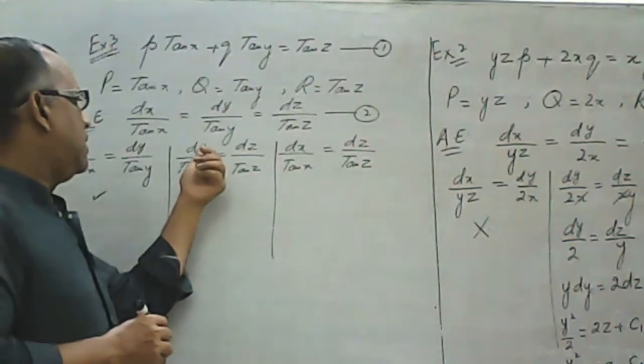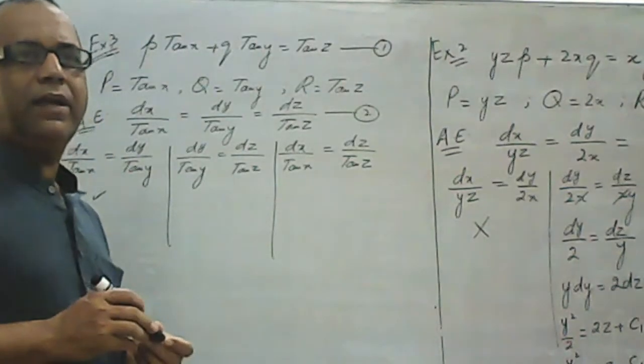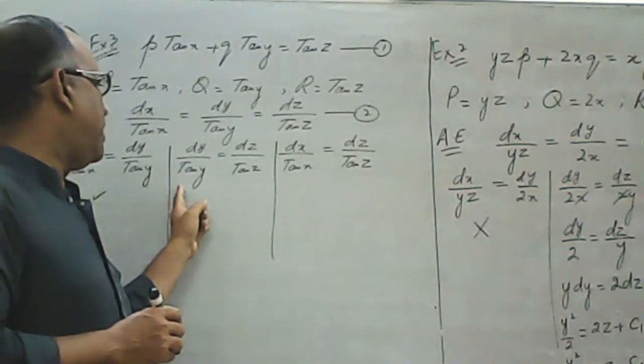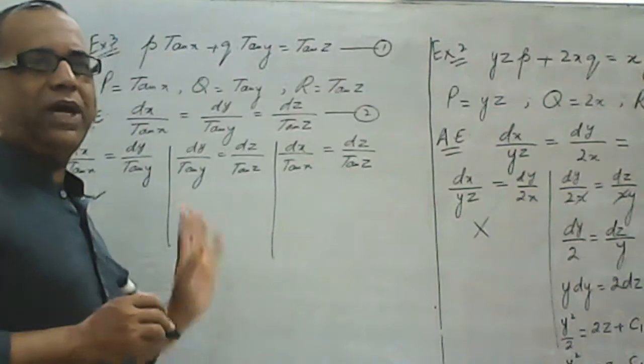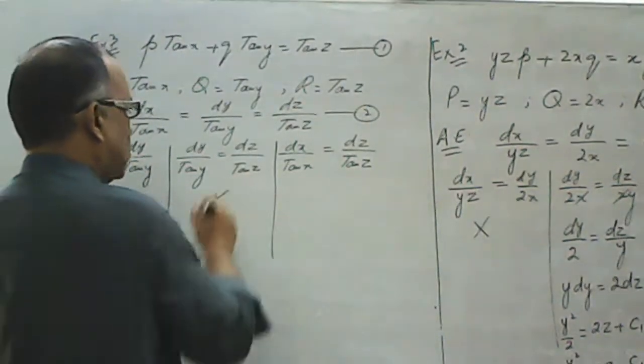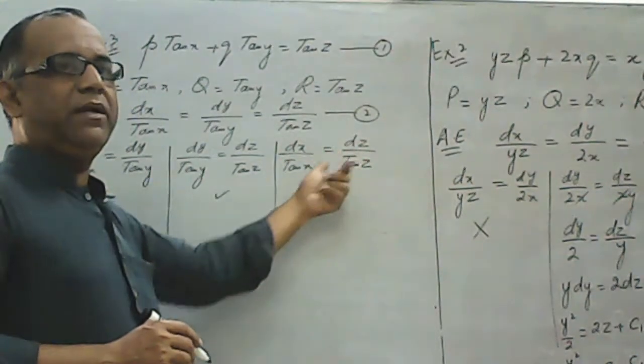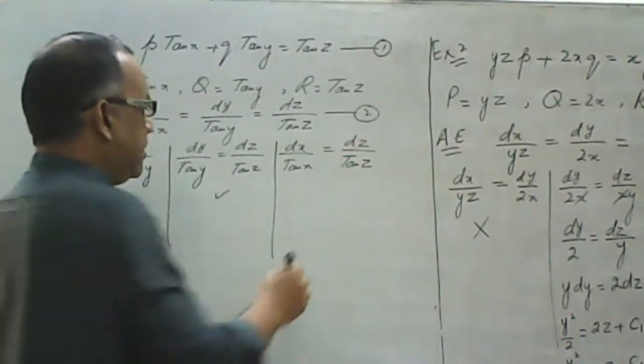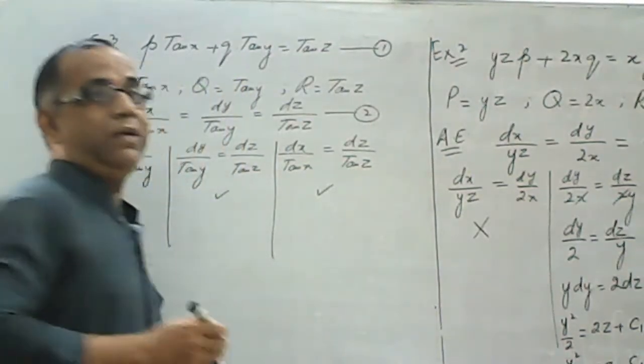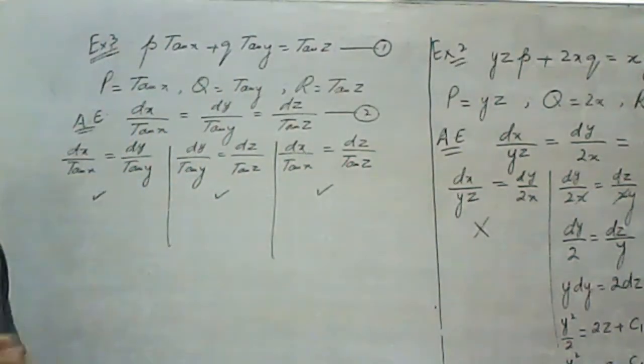Again in this pair, y and z are there in the numerator, x is missing, so we do not need x in the denominator, and there is no x in the denominator, so this pair is also solvable. And here y is missing in the numerator, so y is also not there in the denominator, so this pair is also solvable. So in this example all 3 pairs are solvable.